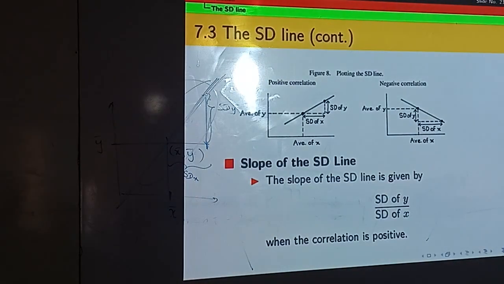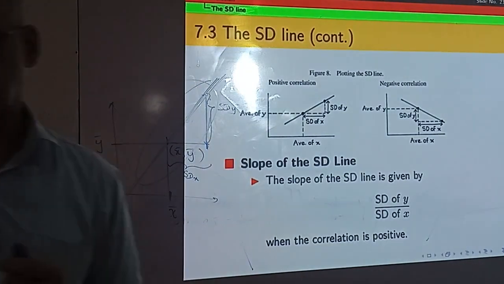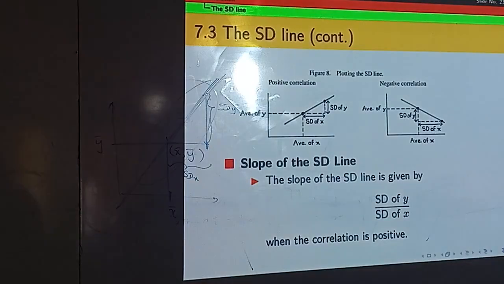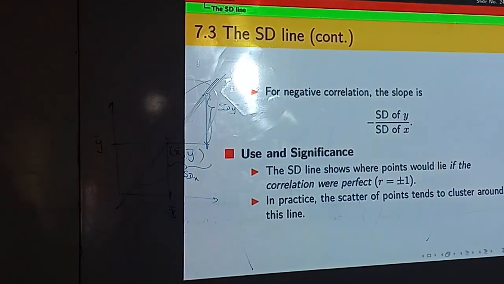Theoretically, it is the line on which all the points will lie if the relationship was exact.